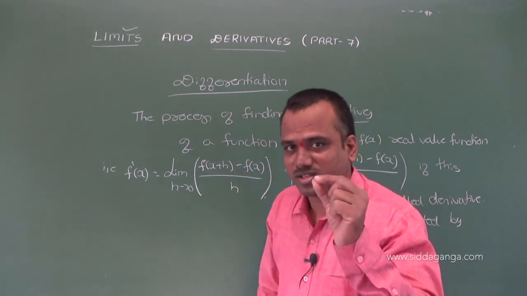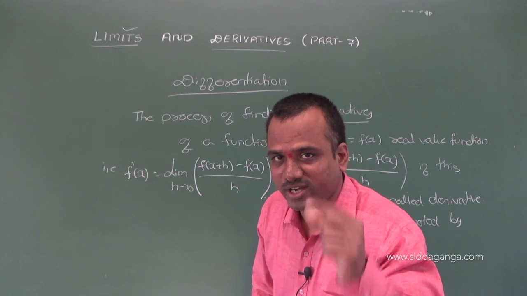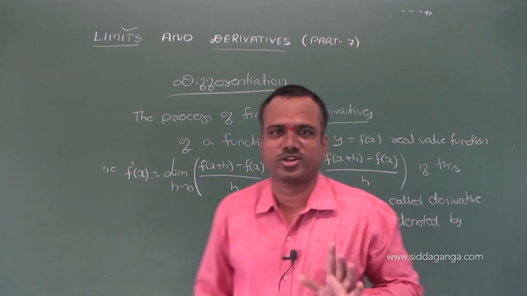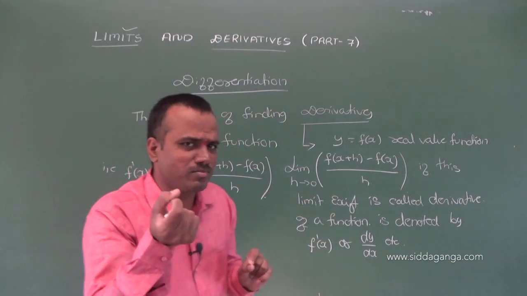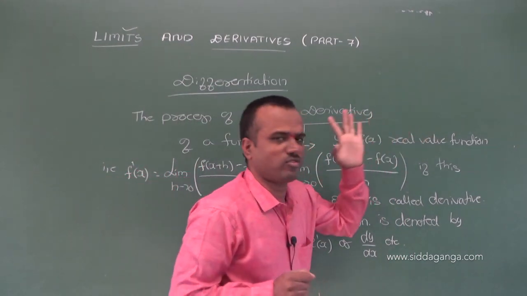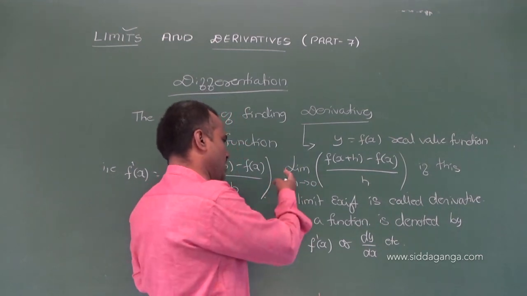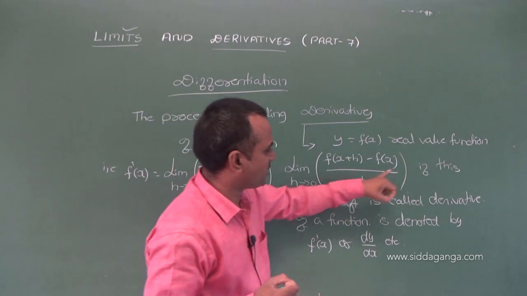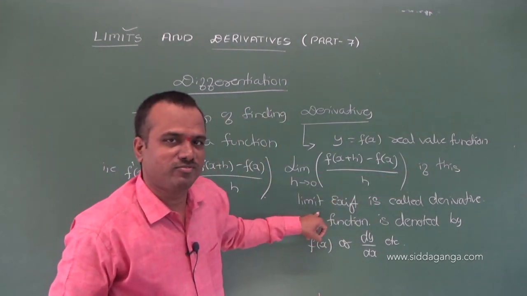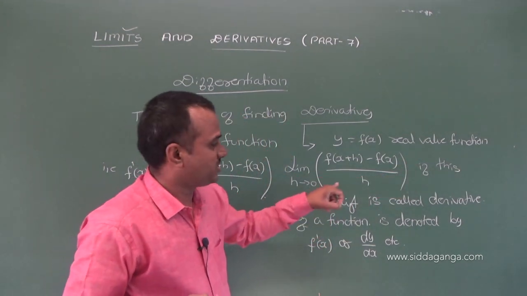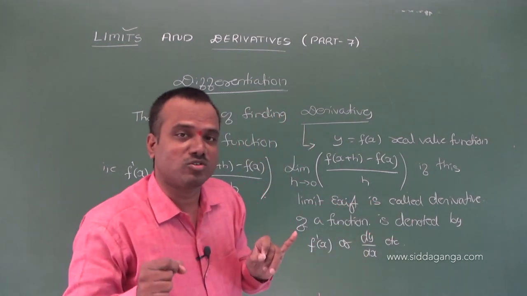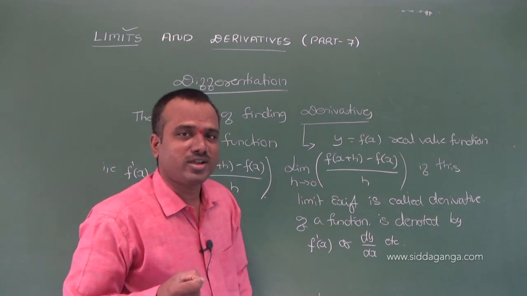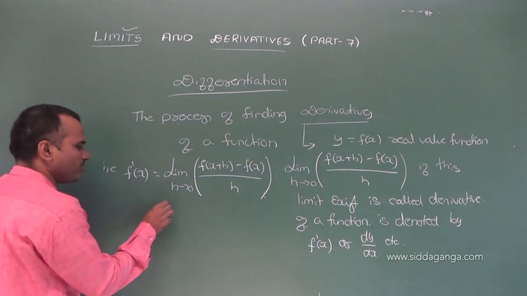Differentiation means the process of finding the derivative of a function. Derivative means, a very simple definition: y is equal to f of x, a real function. Limit h tends to 0, f of x plus h minus f of x divided by h. If this limit exists, it is called the derivative of a function. It is denoted by f dash of x or dy by dx.